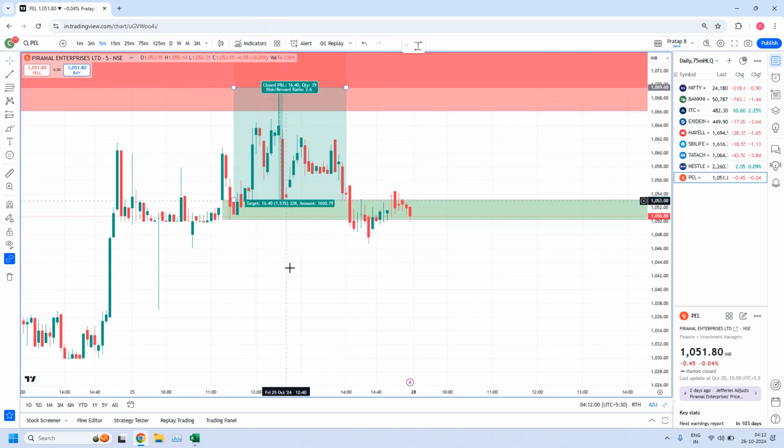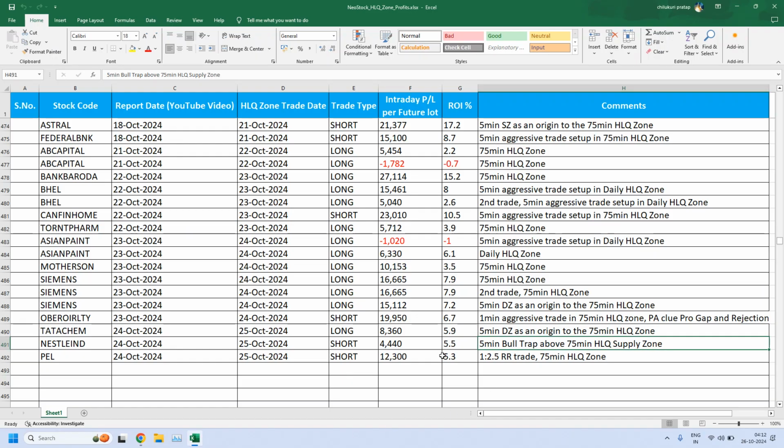In just 5 minutes they got how much profit? 12,300 rupees profit, which is 5.3% ROI, return on the investment. And its margin cost is around 2,25,000 something, around that. PEL. But see here how excellently it gave. We got 5.3% ROI in just 5 minutes.